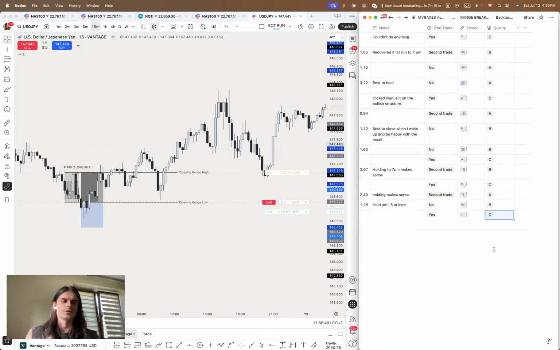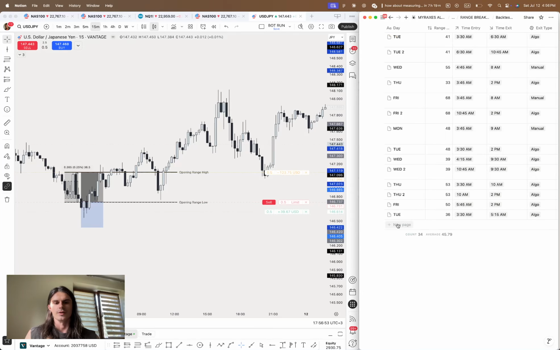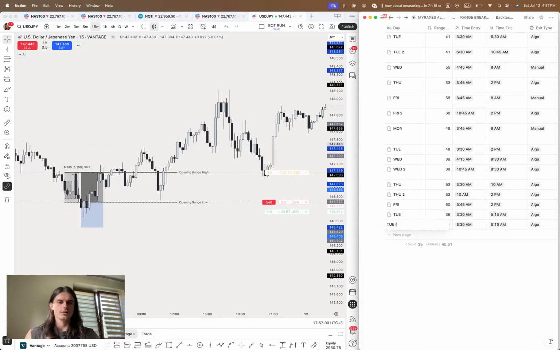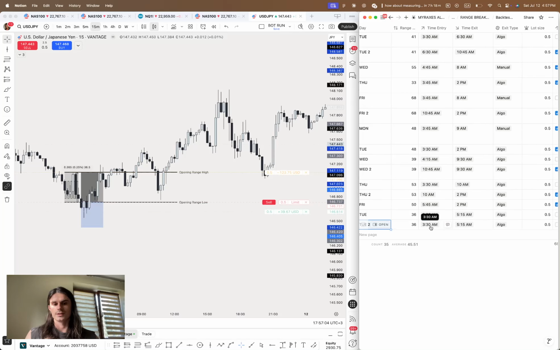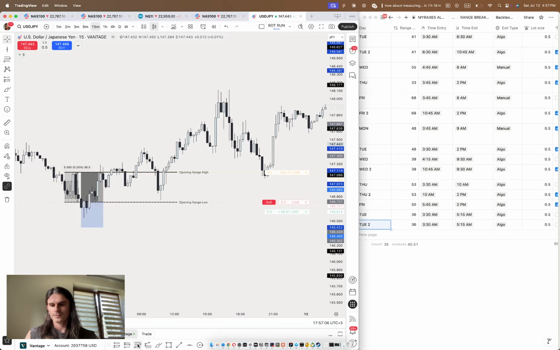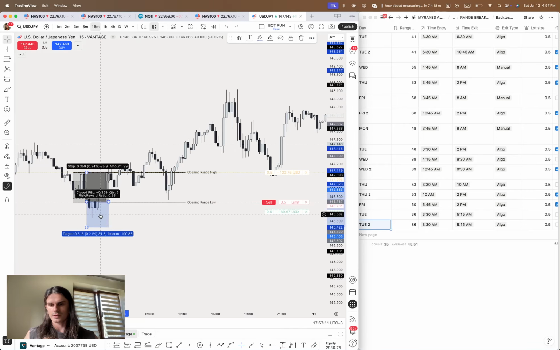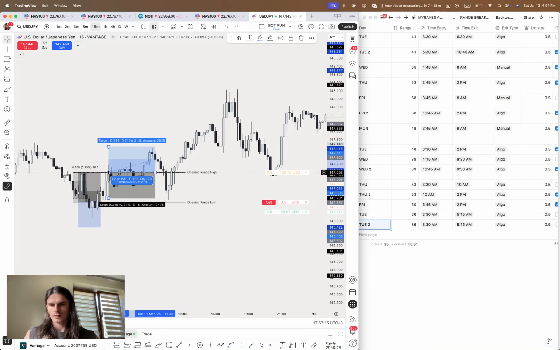So okay, for any loss, I say that this is the C setup because many times I couldn't even do anything. Then since it is the same day, I'm just going to duplicate it, but a little bit adjusted. Asia range was 36, and then for my second entry, I'll move it here and add another entry. The second entry happened at 5:15. Stop loss again here.